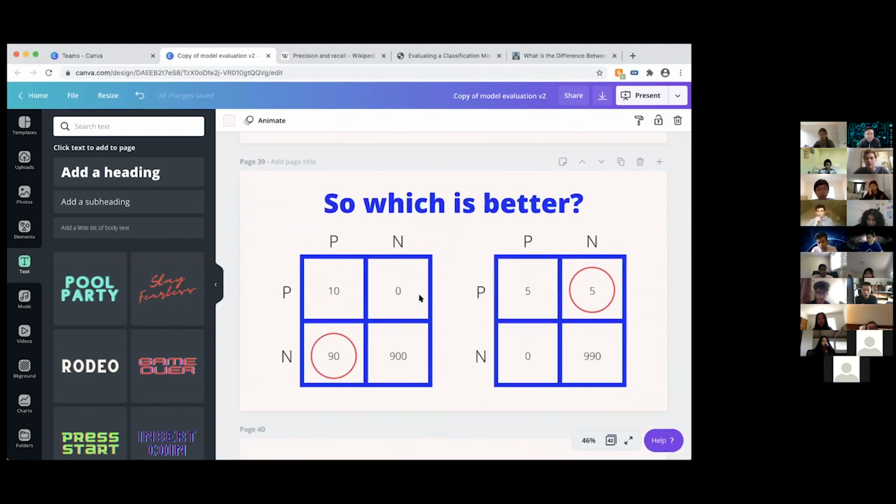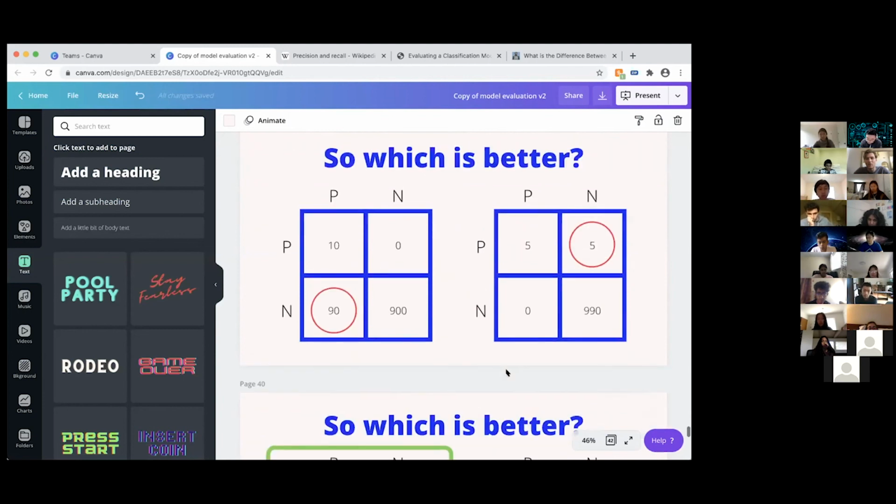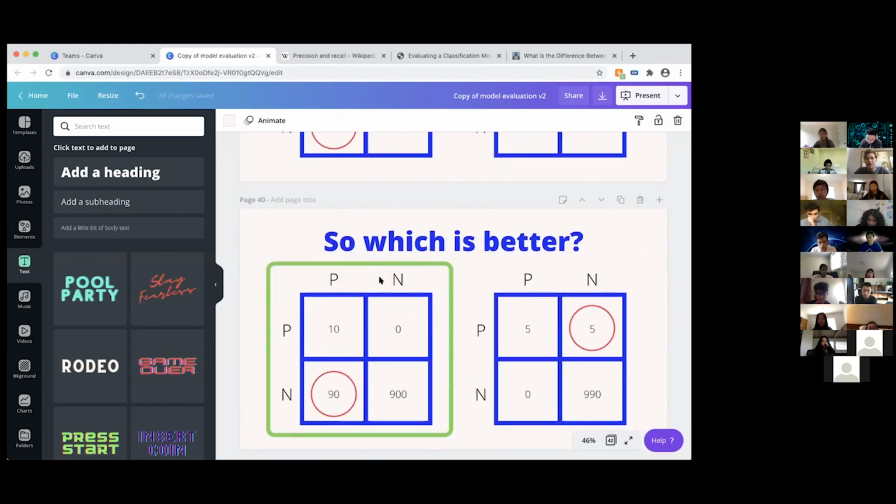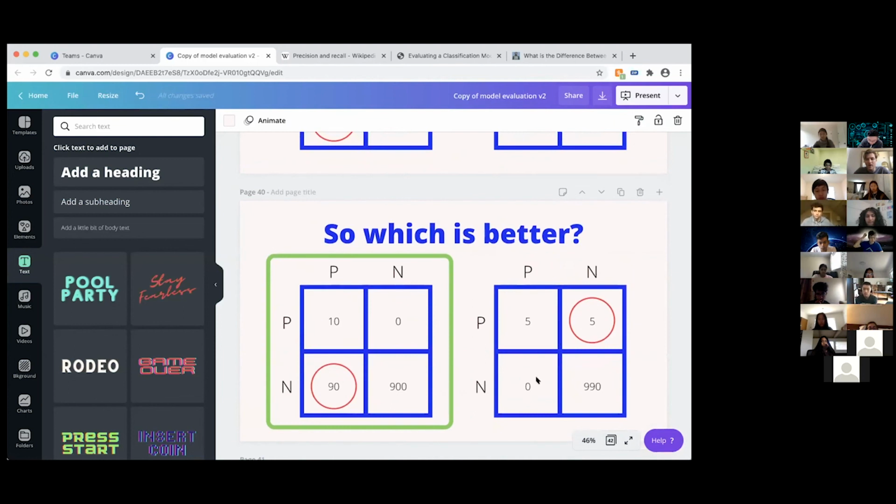So in this case, if we have these 2 matrices, the better one is actually this one over here, right? Even though this one on the right side has better accuracy, so we're making fewer mistakes, in this one we only made 5 mistakes, but in this one, we made 90 mistakes. This one is still better in this case because when we're doing a fraud detector, we want higher recall.